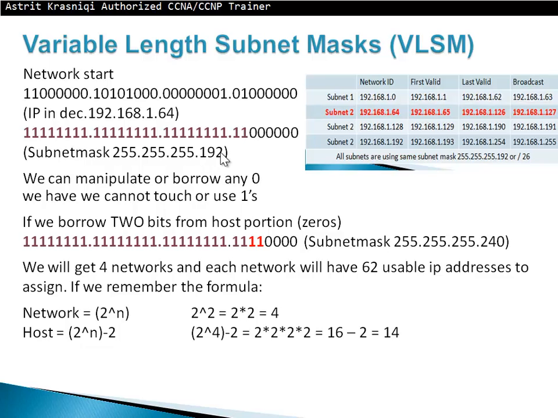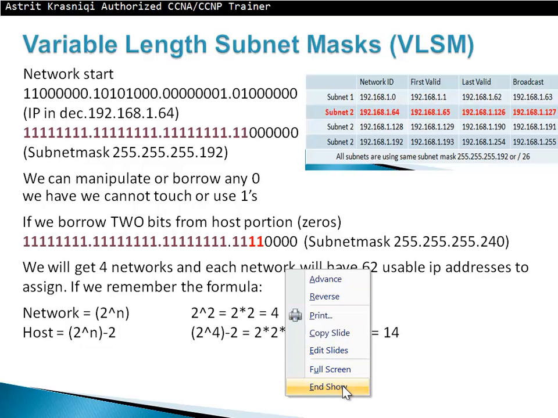We can't change the ones in the subnet mask. That's what we're given. But we can manipulate these zeros. These zeros are host addresses, but we can manipulate them so we can create extra subnets. So if we borrow 2 bits from the host portion, these ones were taken, but we can still borrow 2 bits from our zeros and change them into ones. Now the subnet mask will change to 255.255.255.240, and this will give us 4 networks, and each network will have only 14 hosts, right?